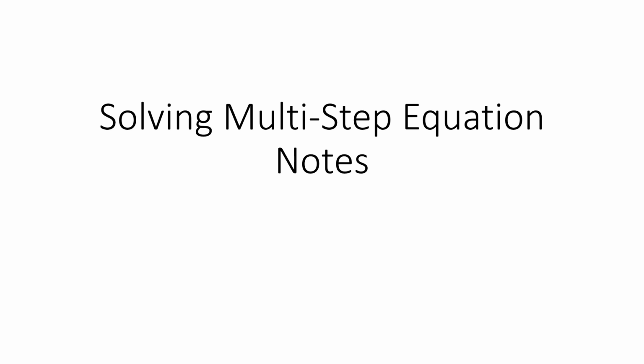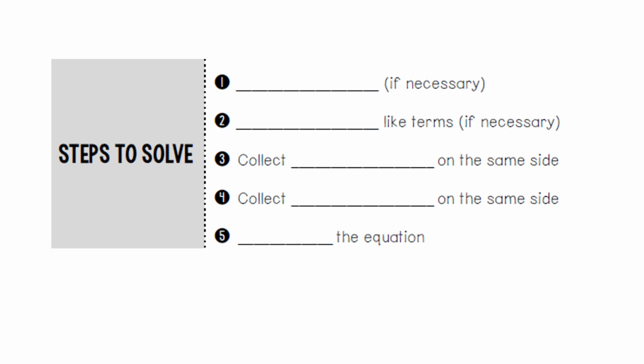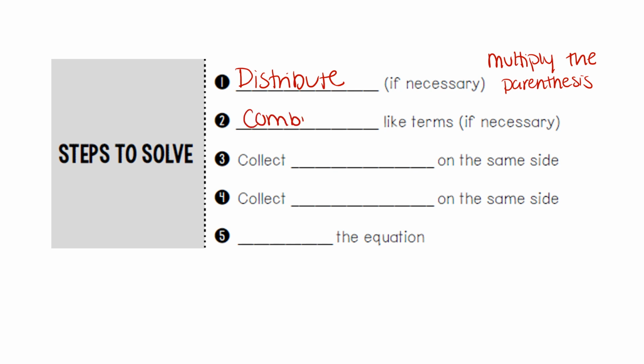This video is over solving multi-step equations. So our steps to solving equations is to distribute if necessary, meaning you're going to multiply your parentheses. Now, if there's no parentheses in the equation, you can skip this step. Step number 2 is to combine like terms. Again, only if necessary. If there's no like terms, then don't combine them together. You can skip that step.